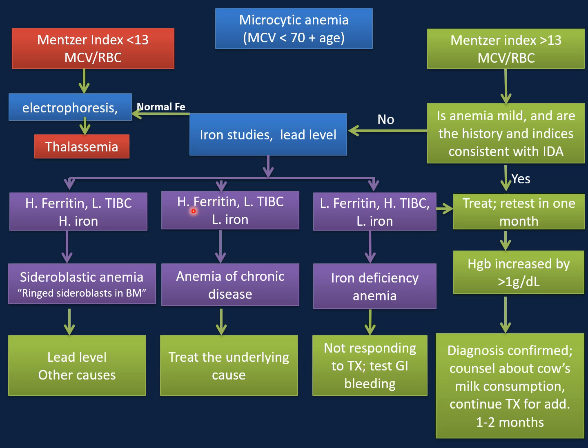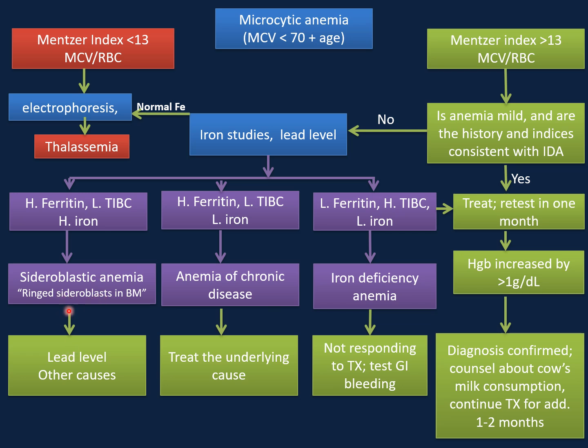The next possibility is high serum ferritin, low TIBC and low iron. This is consistent with anemia of chronic disease, and we will treat the underlying cause. The next possibility is high serum ferritin, low TIBC, and high iron. So this is unique about sideroblastic anemia, that the iron will be elevated. To confirm the diagnosis, bone marrow biopsy will show the ringed sideroblast.